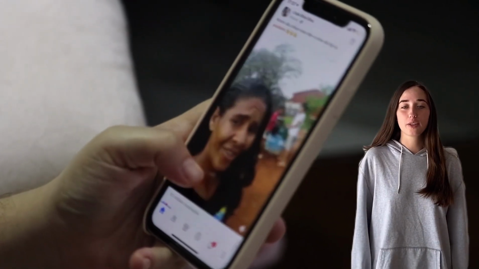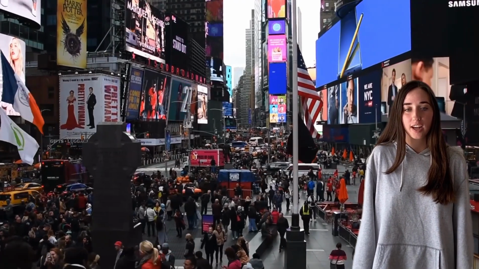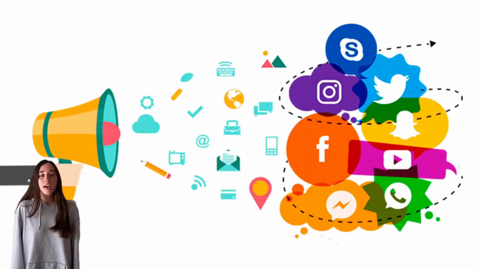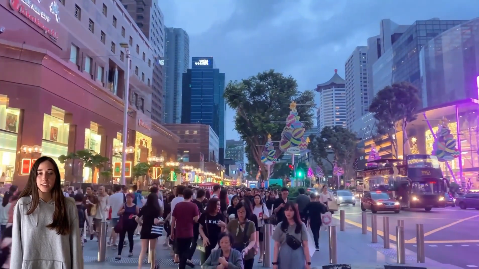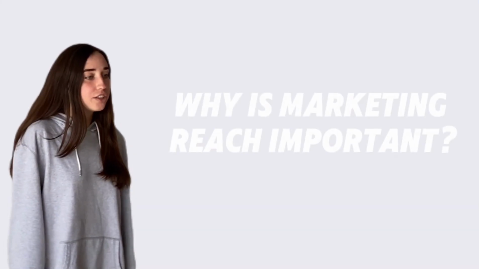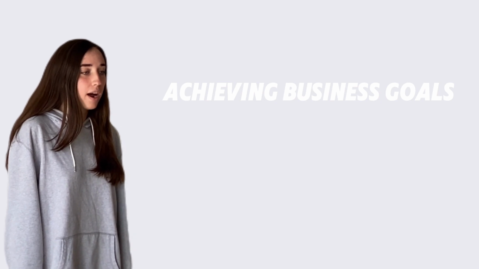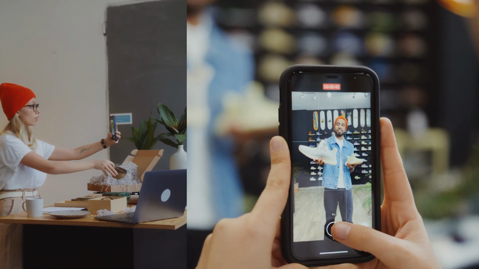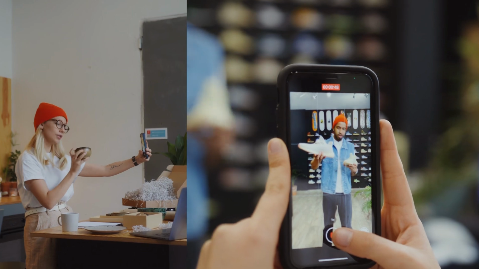Reach refers to the total number of individuals or households exposed to a particular advertising message or campaign at least once over a specific period. It measures how widely the marketing message has been distributed and indicates the potential size of the audience that has seen the ad. Marketing reach is important for achieving the business's goals because it ensures the right people have seen and heard your ads. It helps in making brands more known, increasing awareness and attracting new customers to promote their products.